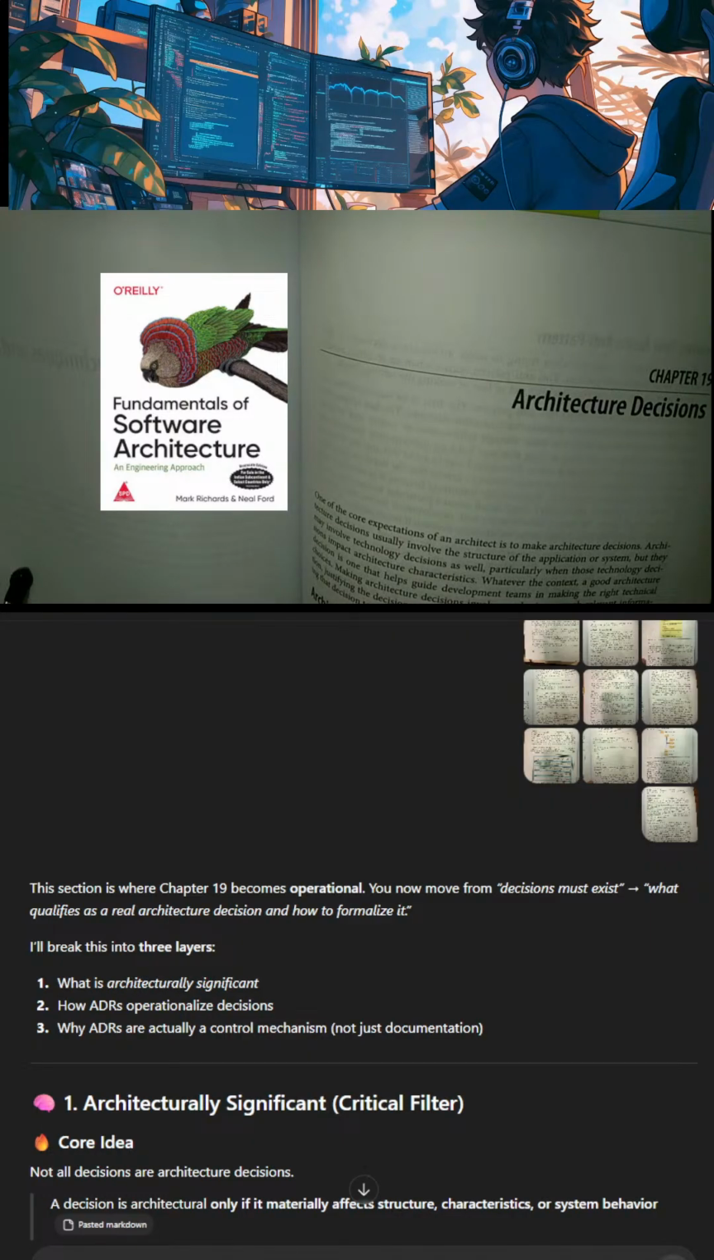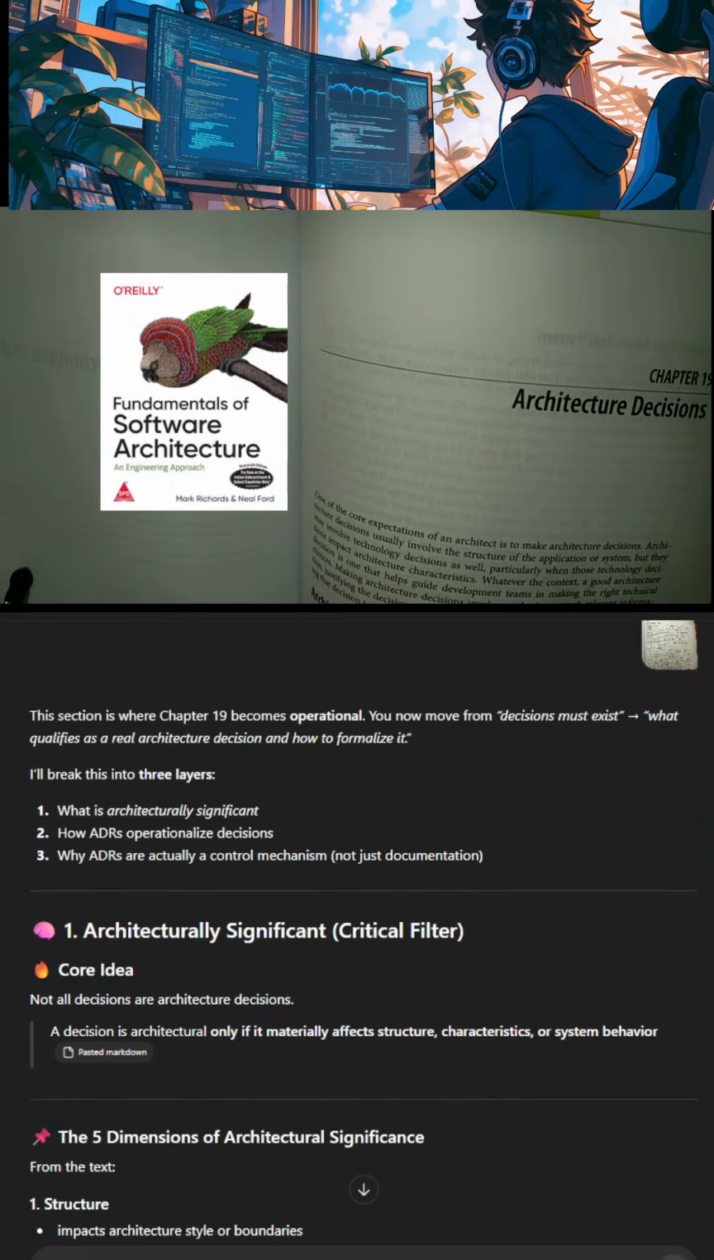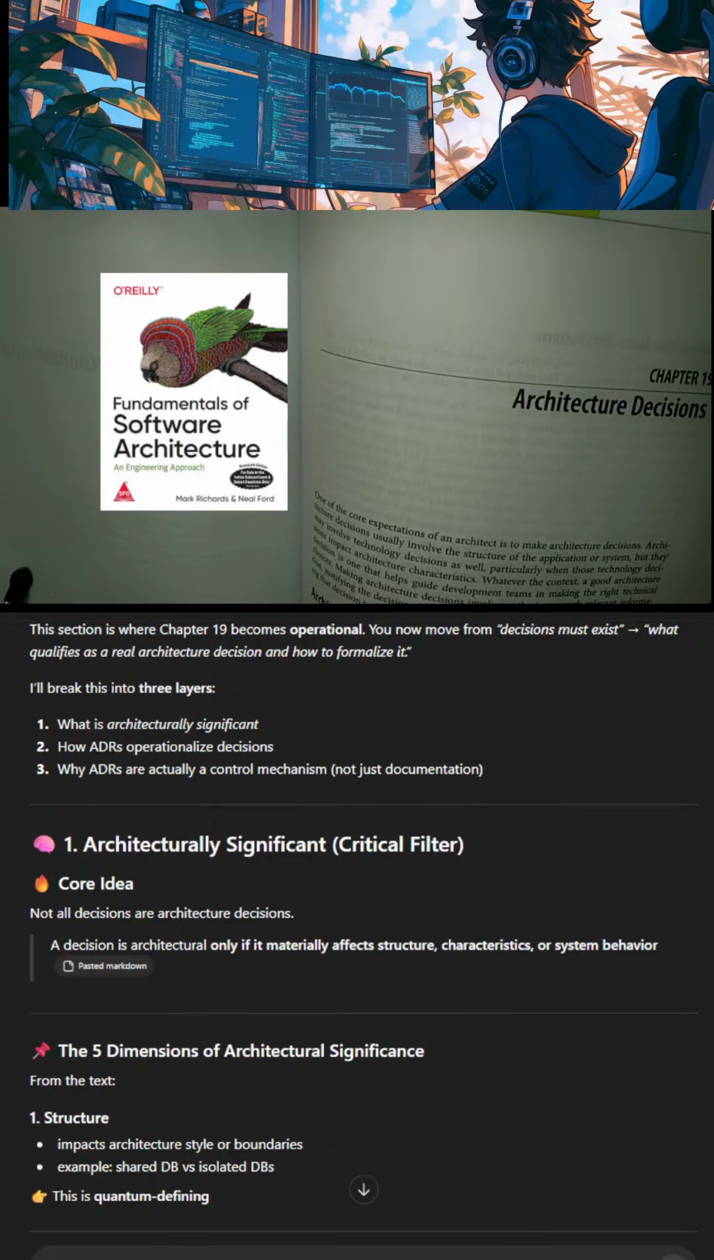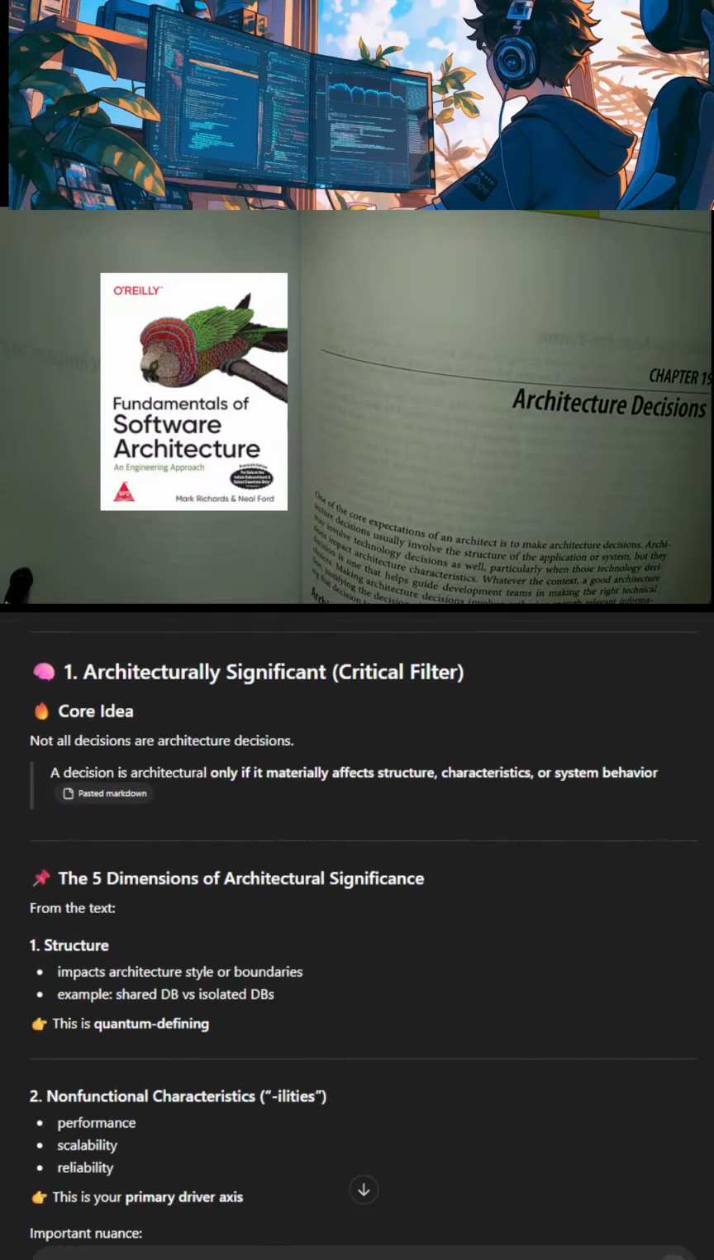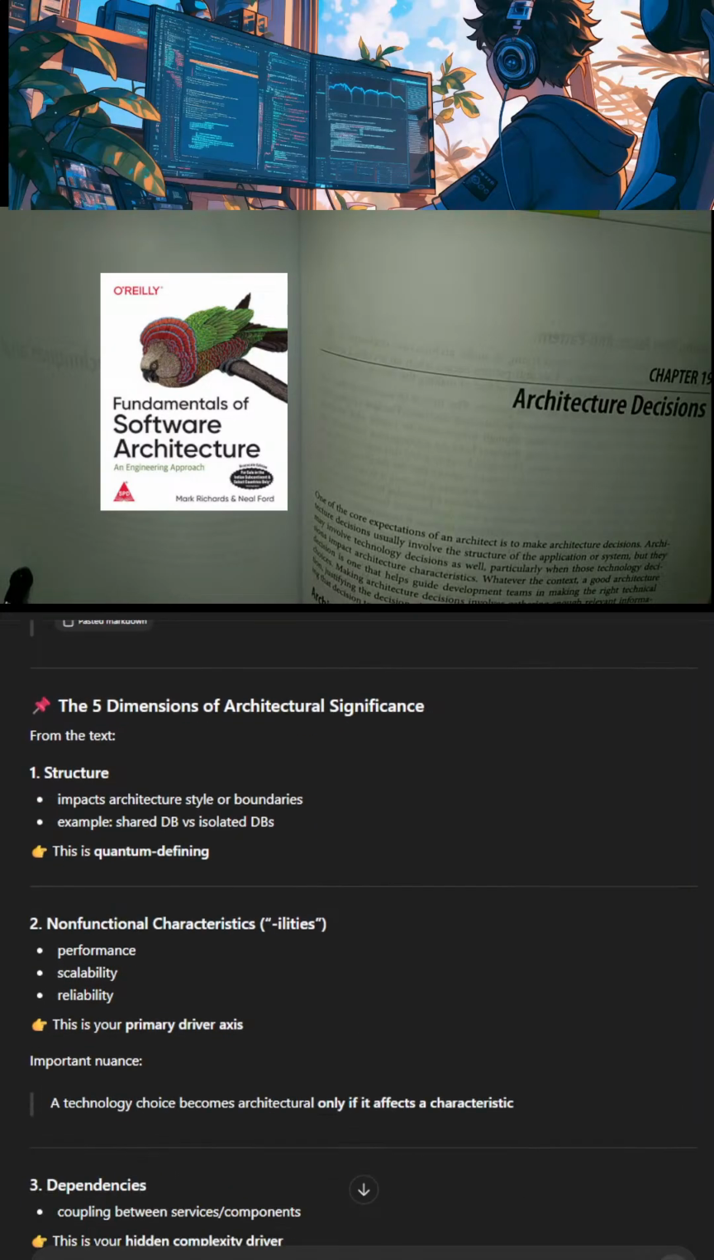This section is where it becomes operational. You now learn when a decision may exist, what qualifies as an architecture decision, how to formalize it. But not all decisions are architecture decisions. A decision is architectural only if it materially affects structure, characteristics, or system behavior. Context: structure impacts architecture, service boundaries. Example, shared DB versus isolated. This is quantum defining. Non-functional characteristics, performance, scalability. This is your primary driver axis.